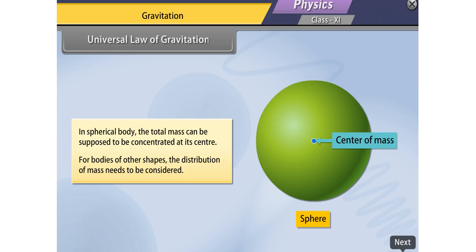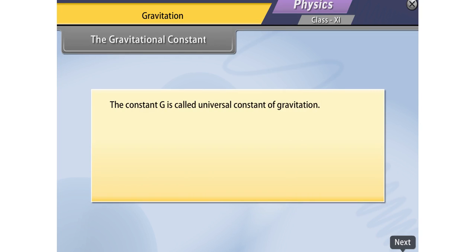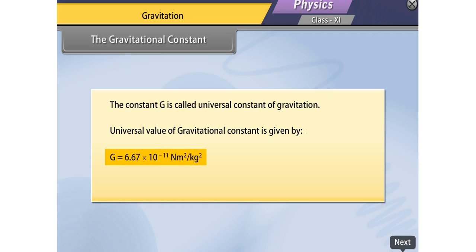The gravitational constant. The constant G is called universal constant of gravitation. The universal value of gravitational constant is given by G is equal to 6.67 into 10 to the power minus 11 Newton meter square by kilogram square. Dimensional formula of G is M to the power minus 1 L cube T to the power minus 2.